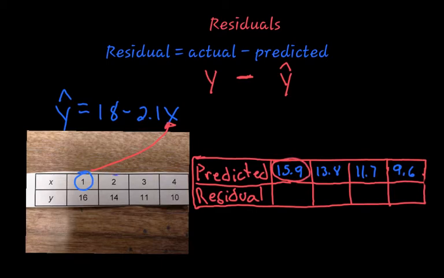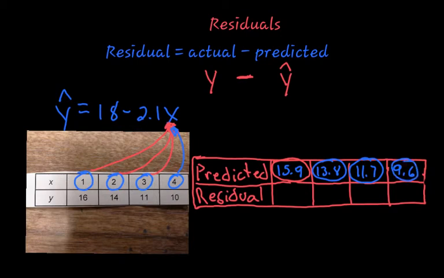Then I took the second x value and substituted it into the x, and I got the second predicted value. So you substitute, simplify, and that's how you get it. Then you substitute the next one into the x, and I got 11.7, and finally you substitute a 4 and I got 9.6.